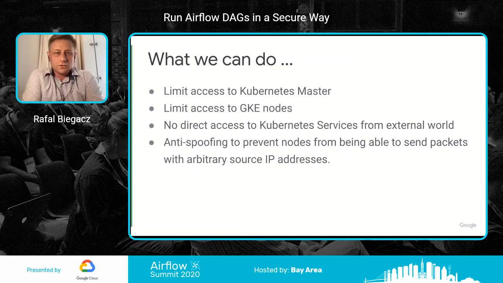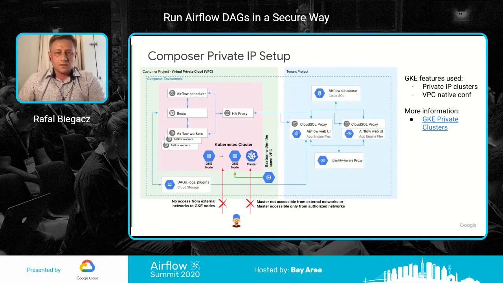So the first thing that comes to mind is basically let's secure the Kubernetes cluster. You can limit access to the Kubernetes master. You can limit access to GKE nodes. You can block direct access to Kubernetes services from the external world. And you might also think about some anti-spoofing mechanism that could prevent nodes from sending packets with arbitrary source IP addresses. And Google Kubernetes Engine actually provides mechanisms to implement those items that I mentioned on this slide. So let's take a look at how Composer does it.